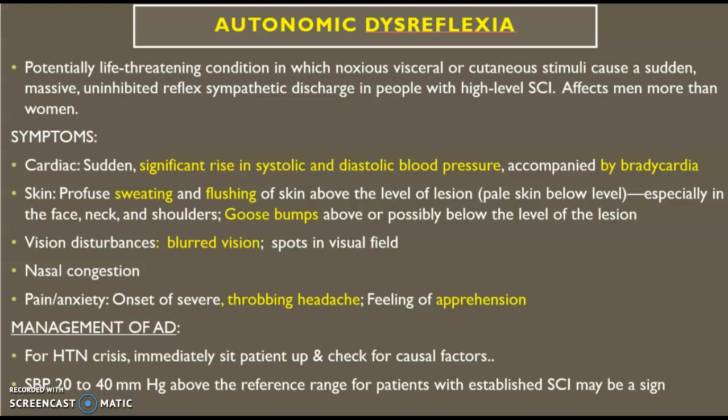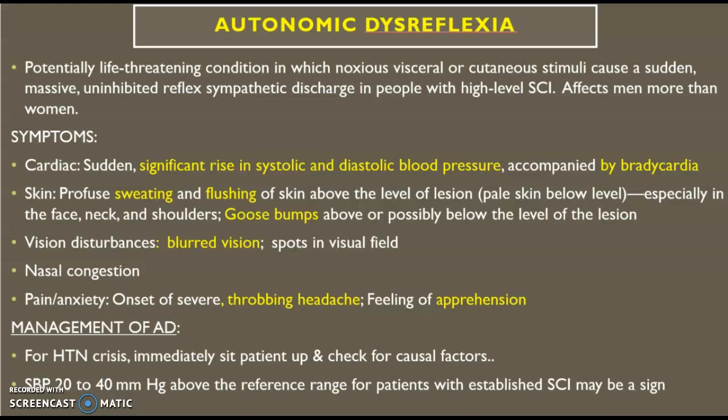You might see some bradycardia. You go in and you look at them, they might be sweating or flushing. In your brain, you should be thinking, oh, it's the sympathetic nervous system. You might see pale skin below the level of where their normal function or feeling is in terms of their paraplegia or quadriplegia. Sometimes goosebumps may be above the level of lesion. The patients may complain of blurred vision or a throbbing headache, and quite often they have this look of apprehension that goes along with this and might even voice that to you.